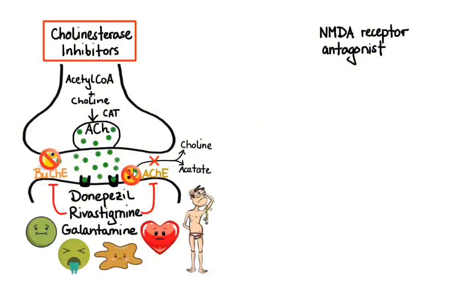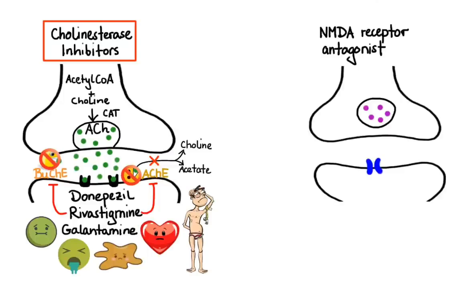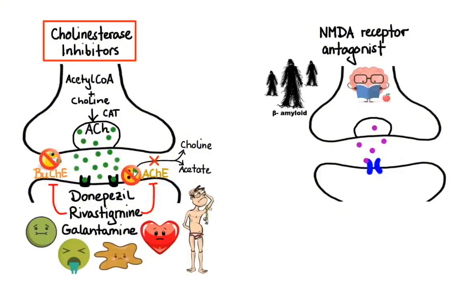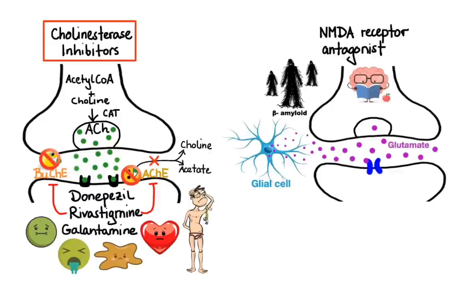Now let's move on to our next drug class, that is NMDA receptor antagonist. So NMDA receptors belong to the family of ionotropic glutamate receptors, which mediate most of the excitatory synaptic transmission in the brain. They are thought to play an important role in learning and memory formation. Research suggests that beta amyloid proteins that accumulate in the brain of Alzheimer's patients may cause abnormal rise in extrasynaptic glutamate levels by inhibiting glutamate uptake or triggering glutamate release from glial cells.